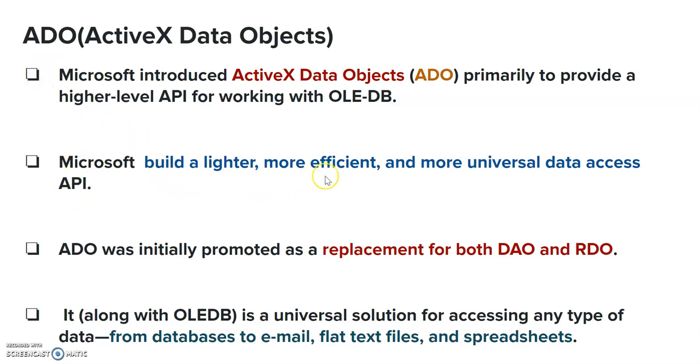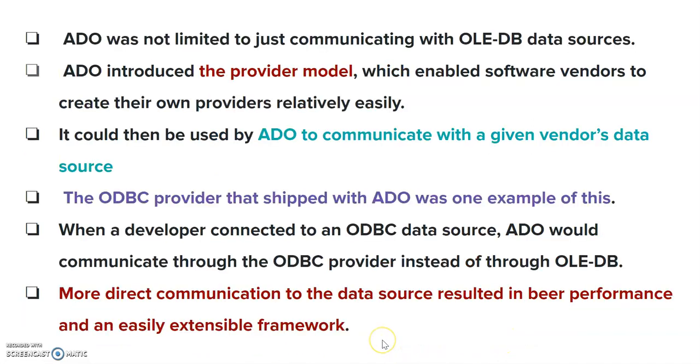It is lighter and more efficient than OLEDB and ODBC. You can consider it a replacement for DAO and RDO. We have seen that DAO requires the Jet Engine, and RDO uses the Jet Engine only for accessing an MS Access database, and others can be accessed easily. So it is more efficient than these two technologies. It is a universal solution: you can interact with any kind of data, from a database to email to simple text files or a spreadsheet.